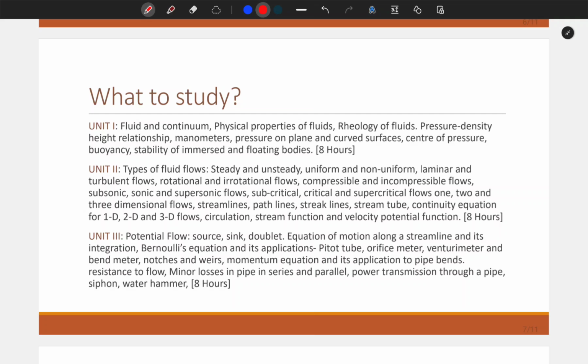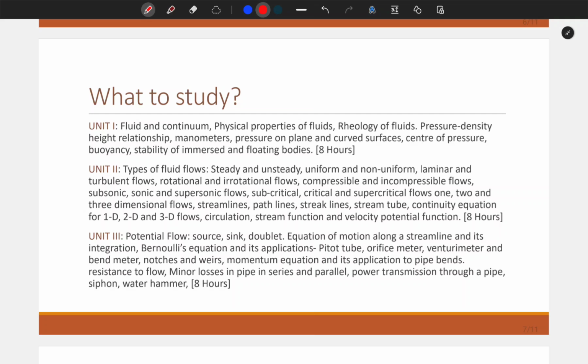Later on we will move on to forces due to a static fluid. Like if a static fluid is placed in any surface or in any container, then the force will be exerted by the fluid on the surface. Depending upon the surface of the container, various expressions of forces are determined. Similarly, we will later on move to buoyancy, concept of buoyancy, what is Archimedes principle, and stability of immersed and floating bodies. Like what is equilibrium condition, stable equilibrium, neutral equilibrium, and unstable equilibrium conditions.